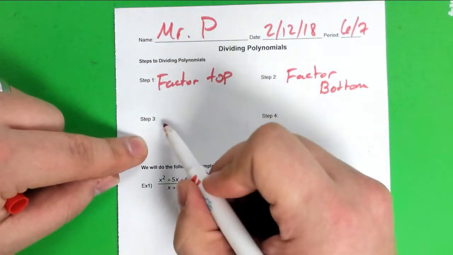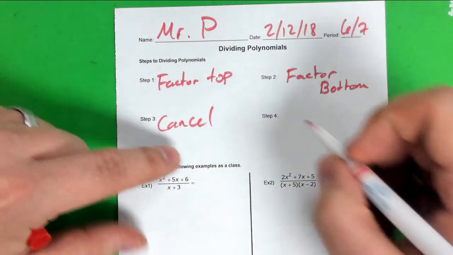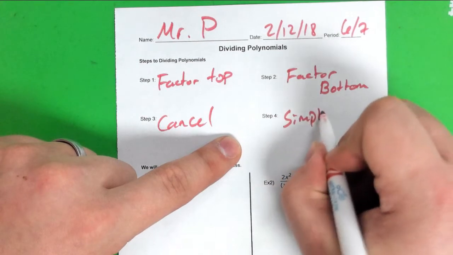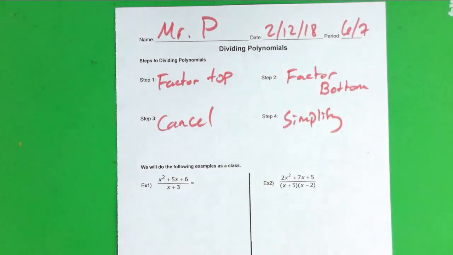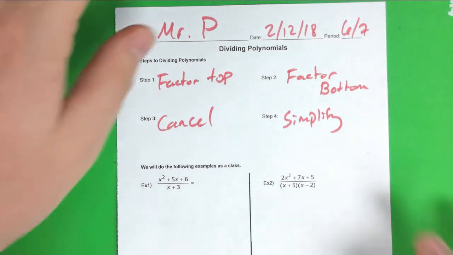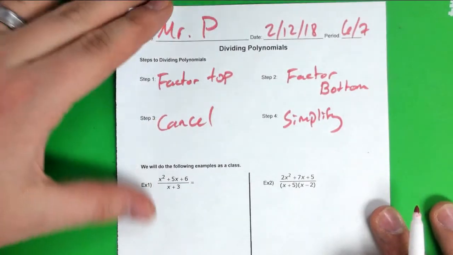Okay, step 3, cancel. Step 4, simplify. Just abbreviating a little bit. We just wrote those in our notes. Okay, so let's take a look at our examples now.